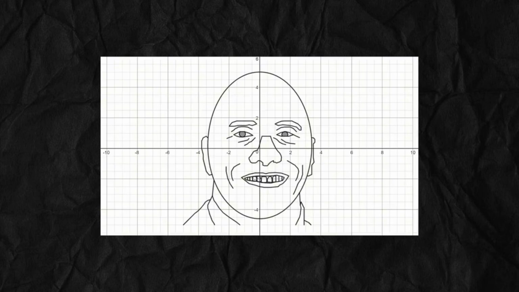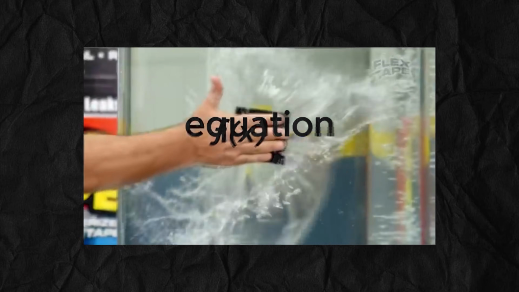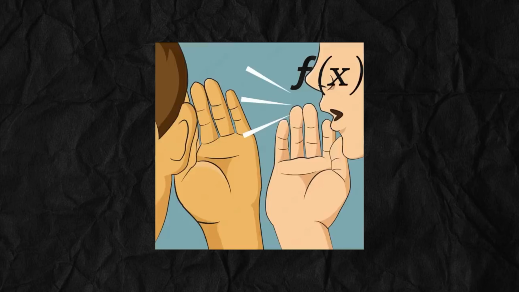All that talk about graphs and functions, I think it's about time we talk about calculus. Using a function, we can understand the change in motion in whatever your imagination can come up with. This is f of x, and this is an equation. Put them together, and then they become a function. A function tells us that for a certain input x, we get a certain output y.